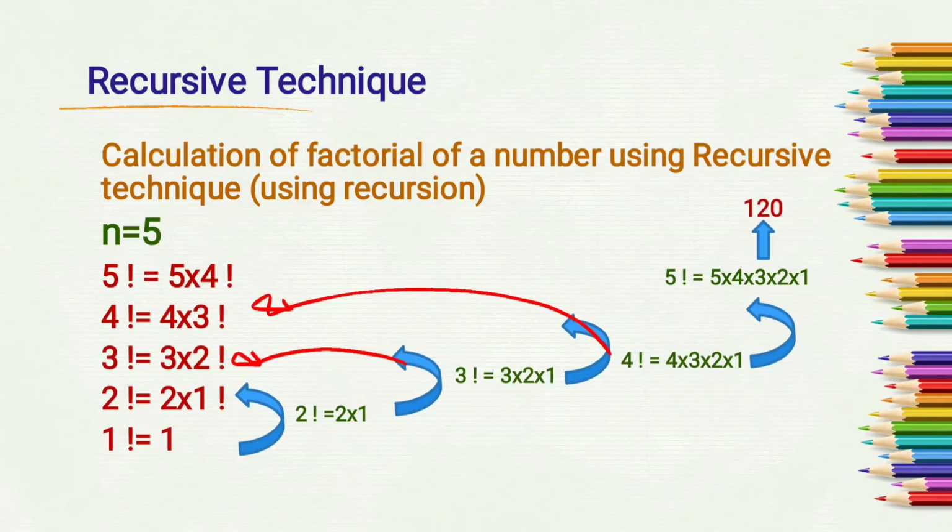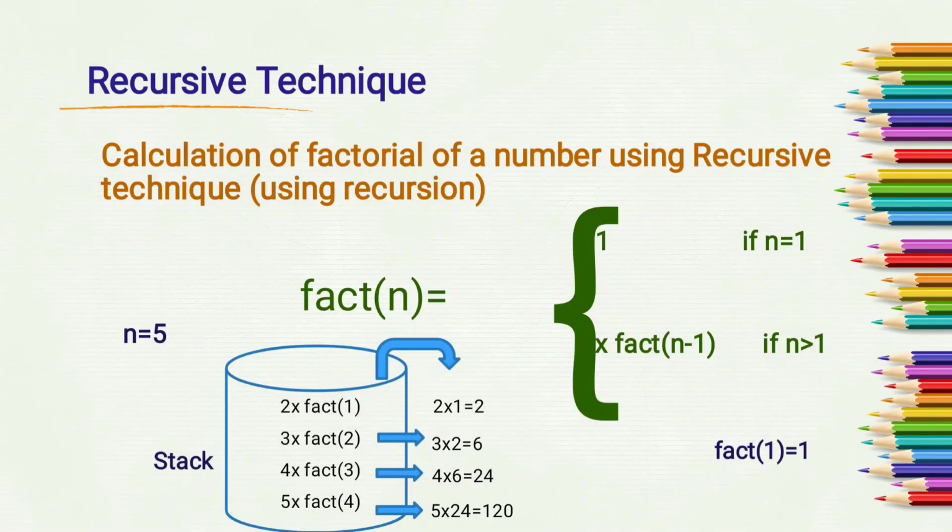and factorial of 3 will be substituted in this expression, and this expression becomes 4 into 3 into 2 into 1, and finally factorial of 4 will be substituted in this expression. Then this expression becomes 5 into 4 into 3 into 2 into 1, and the result of this multiplication is 120. So this is the second method of calculating factorial.